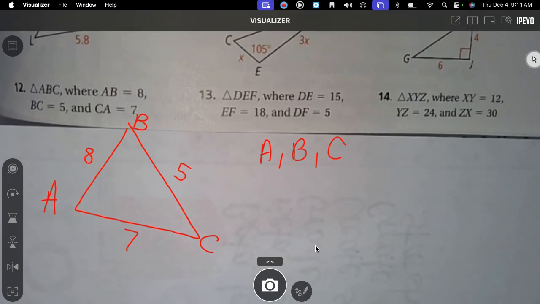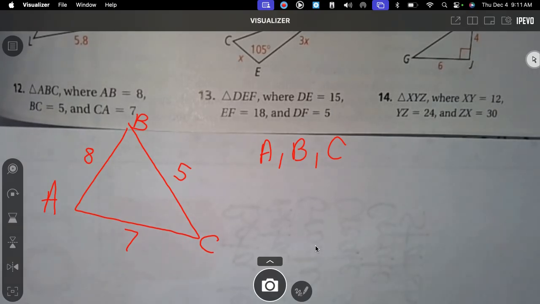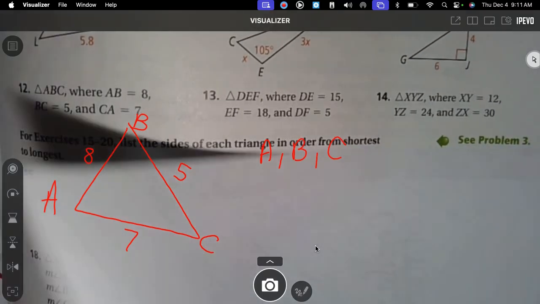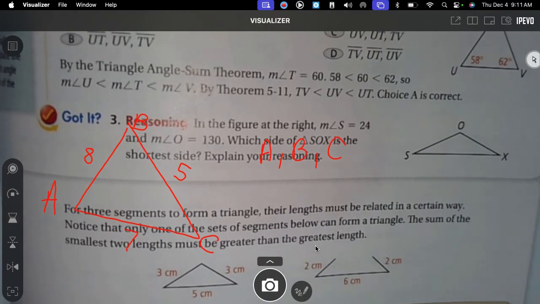Okay, let me see what I have. Okay, that we have to draw a picture. Okay, I have a little bit more. Everybody's good with these so far? I think so. All right, let me see.